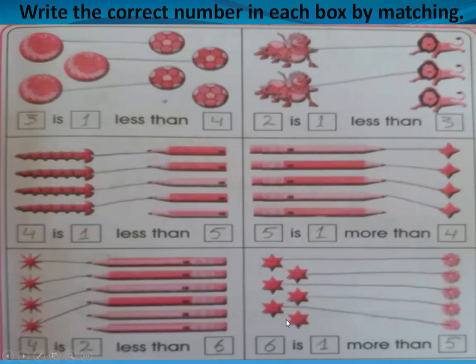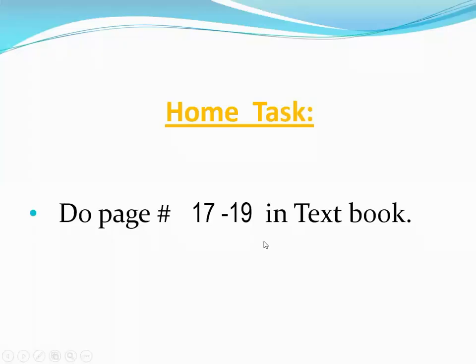Now move to the 6, because 1 star is left. After matching each flower, the flowers are 5, but the stars are 6. So one is left. So 6 is one more than, यानी एक ज्यादा है. 6 stars is one more, यानी एक ज्यादा है. किससे? 5 flowers से. Okay, I hope you all have understood this page, because you do this work in your book.